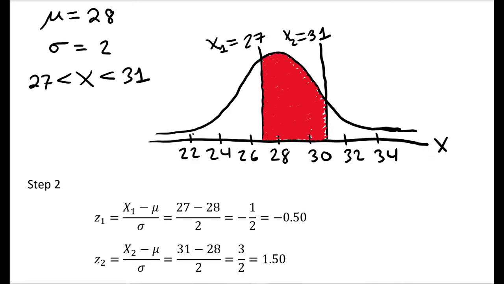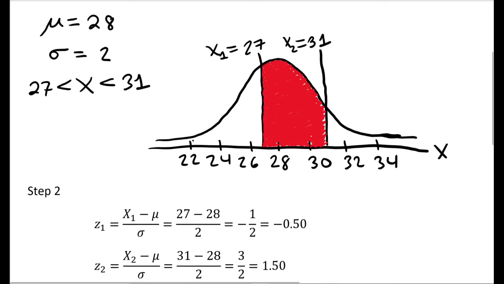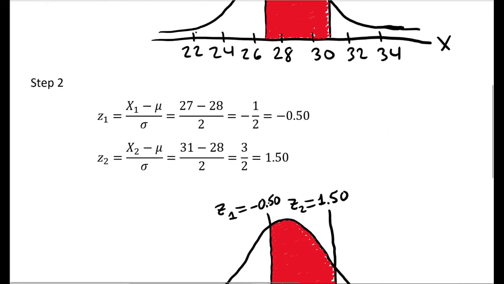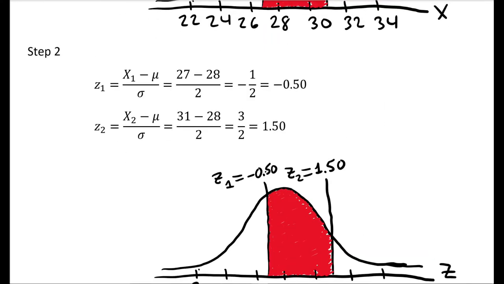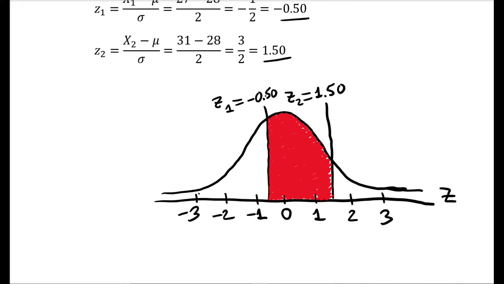The next step now, we want to actually calculate the z-scores. We have to calculate two z-scores, one for 27 and the other one for 31. So we're going to calculate those two z-scores using the same formula. This time, remember, x1 is 27, x2 is 31. So we plug those numbers in, we know that the mu is 28, the sigma is 2, and we get those two z-scores. Went ahead and redrew the distribution with the z-scores on the z-axis, 0 in the middle, going by 1 on each side.